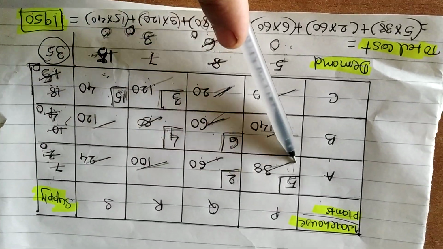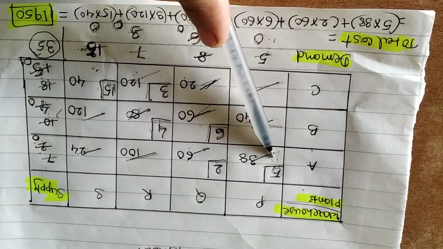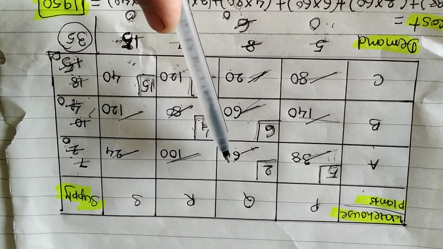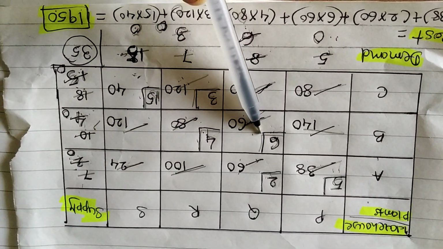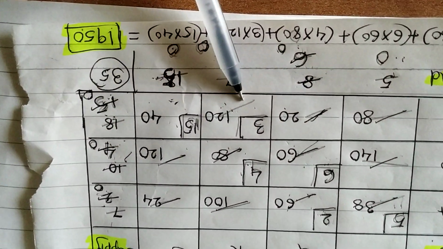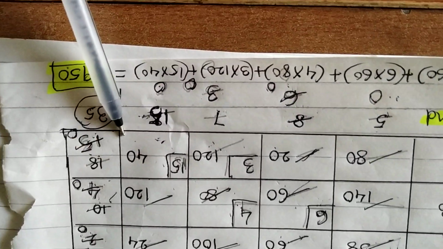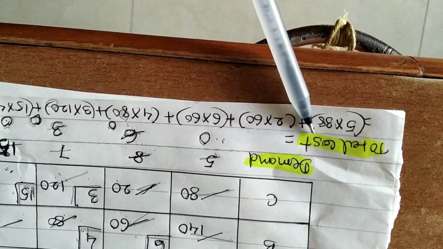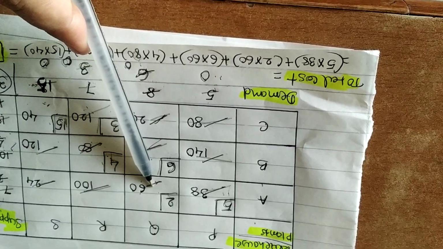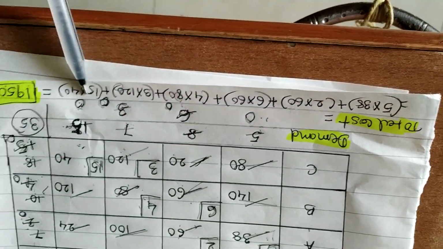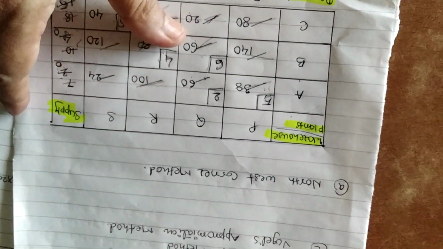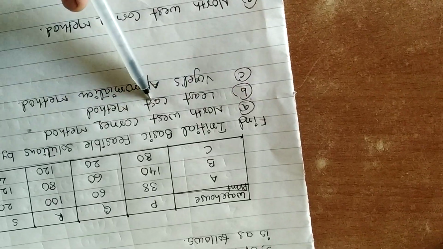Next, you know that with all these values, the total cost is equal to 5 into 38 plus 2 into 60 plus 6 into 60 plus 4 into 80 plus 3 into 120 plus 15 into 40. You have all these numbers: first of all multiply, then add. All of this value comes as the cost, 1950.